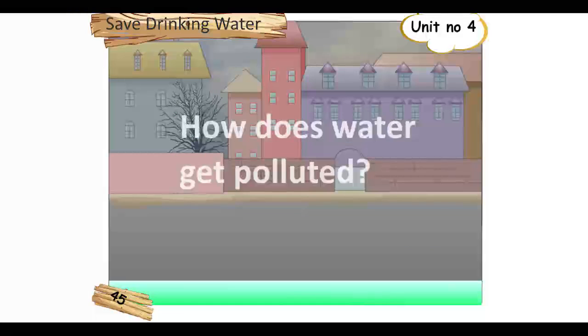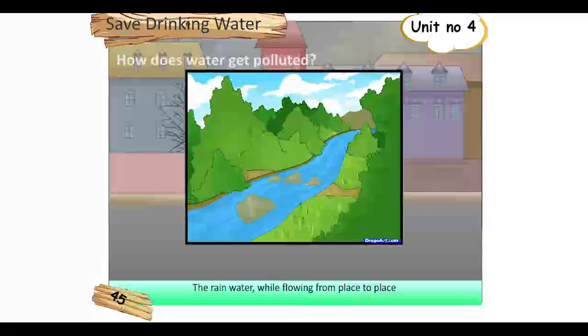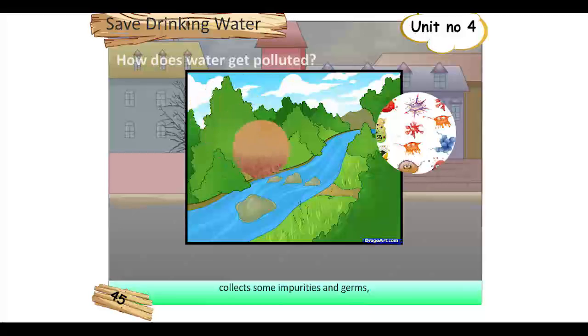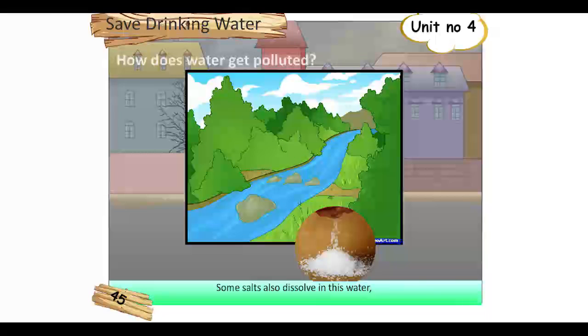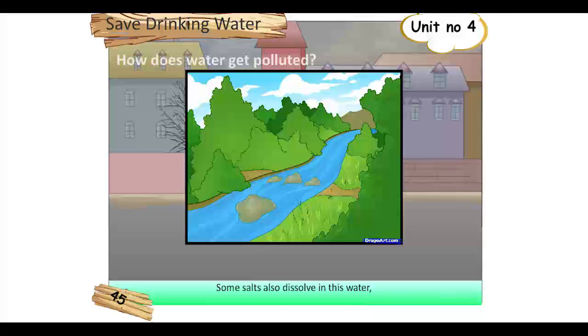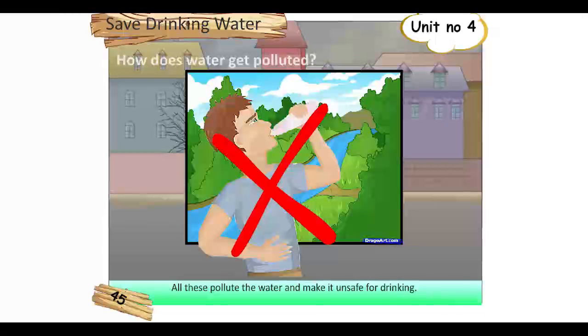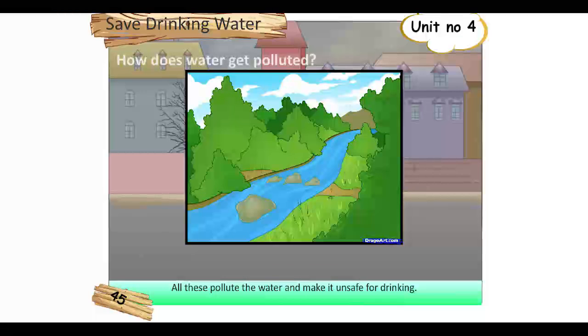How does water get polluted? The rainwater, while flowing from place to place, collects some impurities and germs. Some salts are dissolved in this water. All these pollute the water and make it unsafe for drinking.